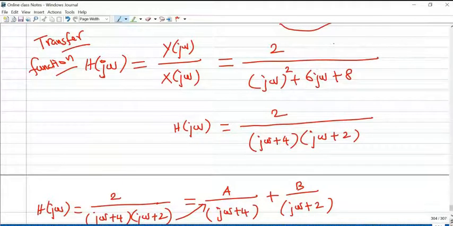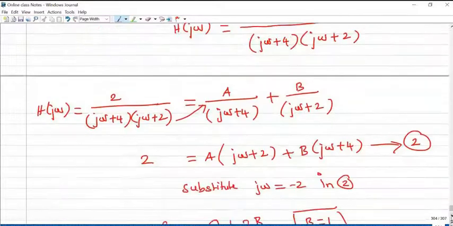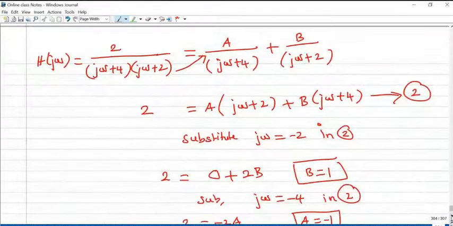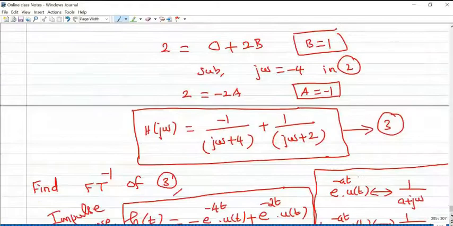We don't have a direct formula for this format, so use the partial fraction method. I think you are familiar with the partial fraction method from mathematics also. There are two simple poles available in the denominator, so A by one term plus B by another term. Now solve this, find the values for A and B and substitute.